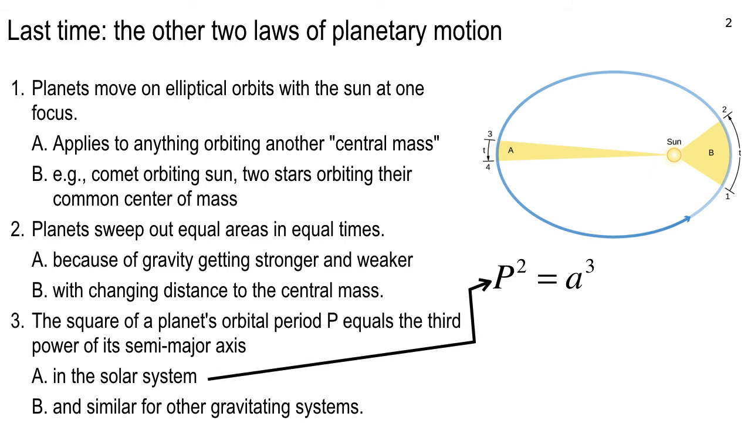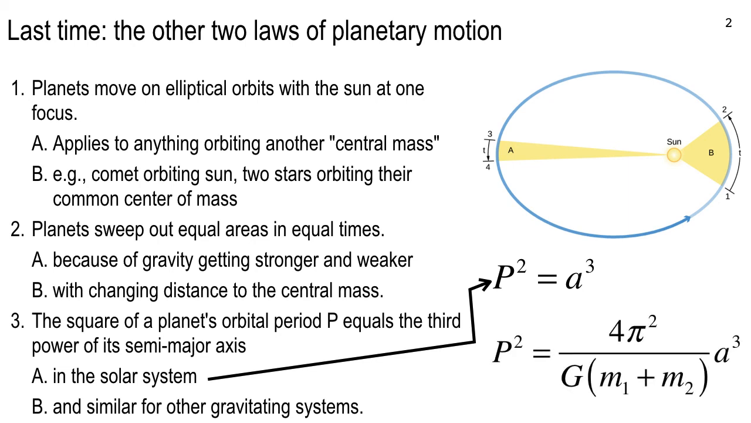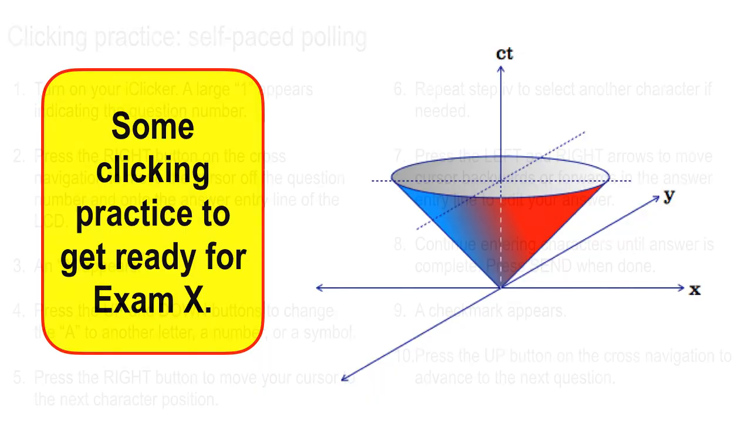This is, as I mentioned earlier, the version of it that you would use in the solar system. It works perfectly fine. Johannes Kepler figured this one out. And then Sir Isaac Newton, through the law of universal gravitation, which we'll study in a minute, figured out this one. We've talked about that one already. Okay, we just did some extra clicking practice.